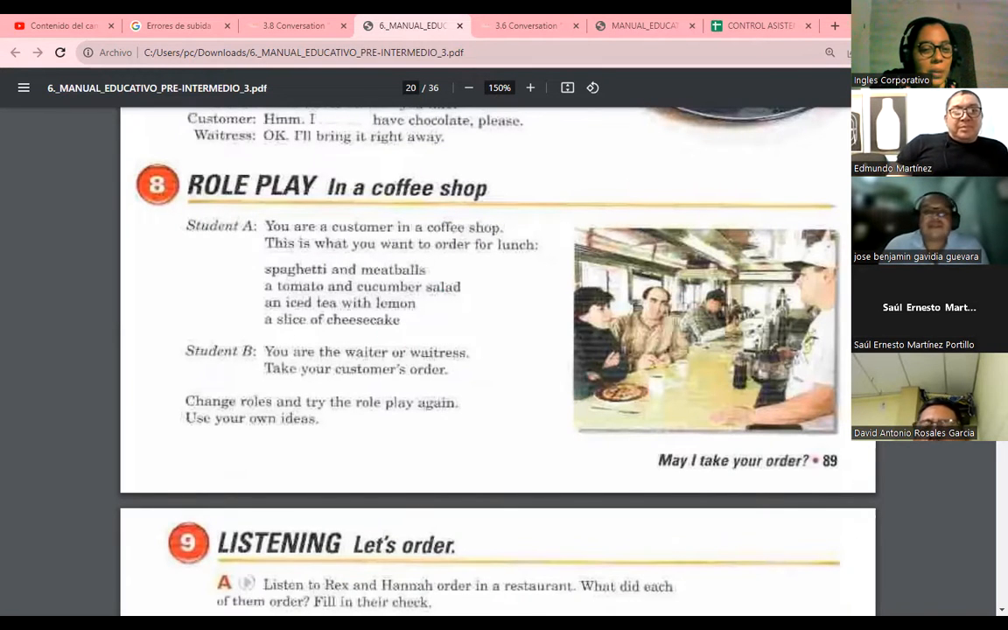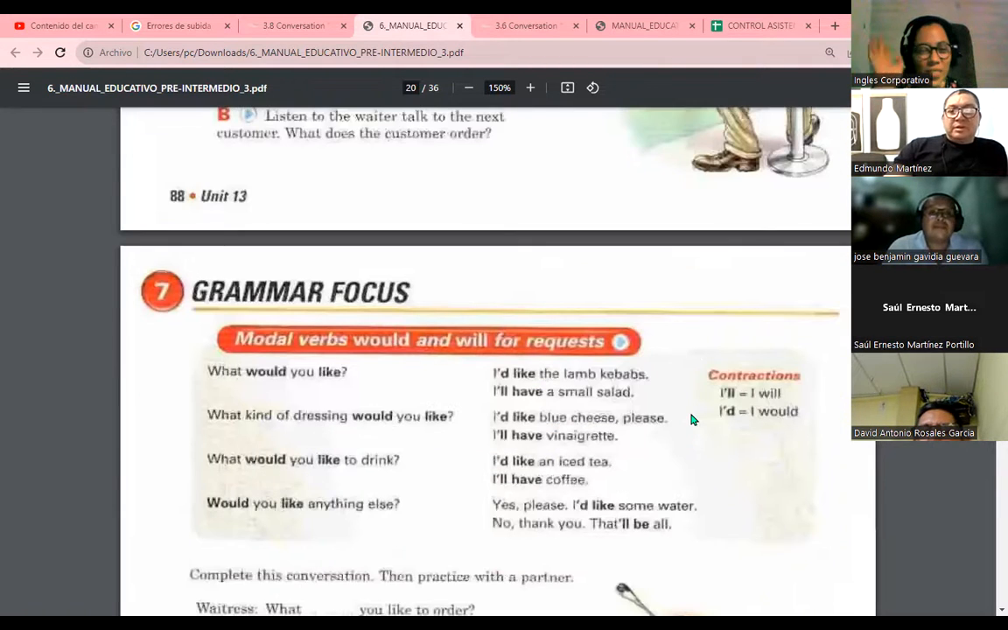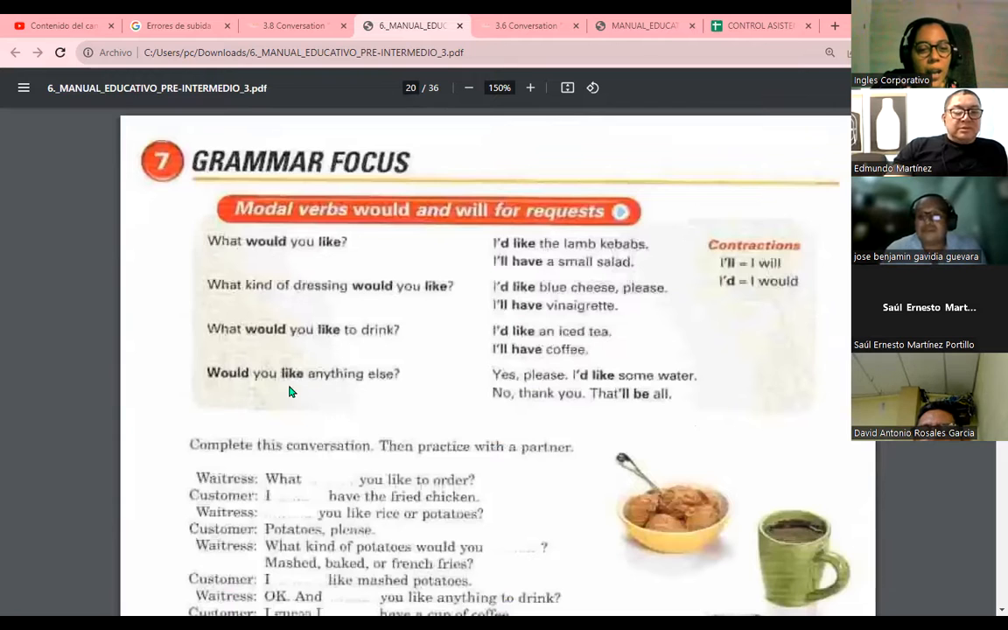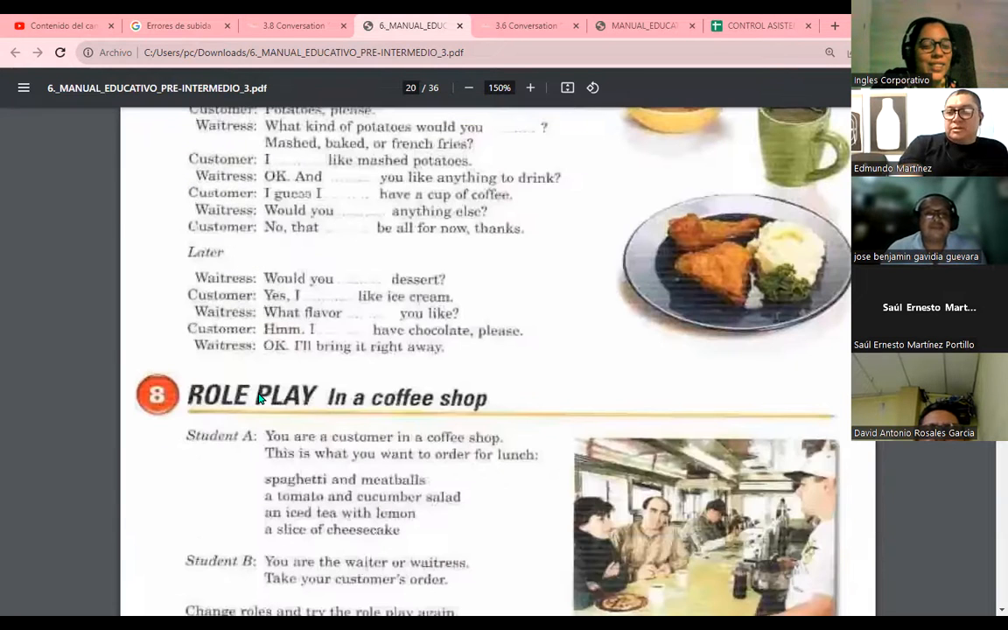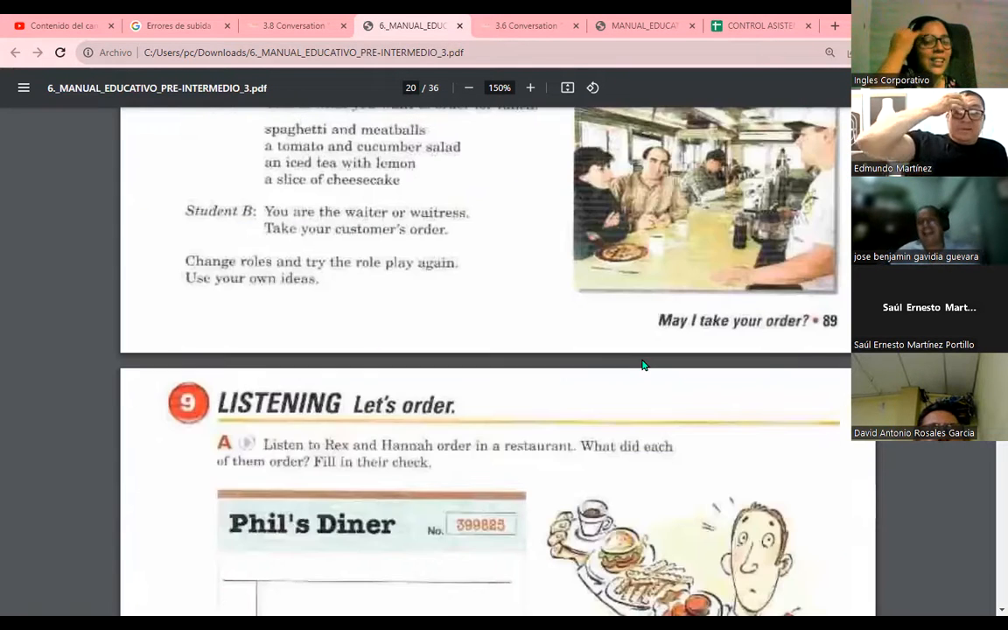I will have spaghetti and meatballs. Okay, what would you like to drink? I will have to drink. Let's see, no hay otro menú aquí. Okay, anything that you have. Okay, maybe you say, okay, what would you like to drink? I will have tamarindo juice. Tamarindo juice, okay. Café con macarrones, la teacher, bien exótica esa receta. Muy bien.